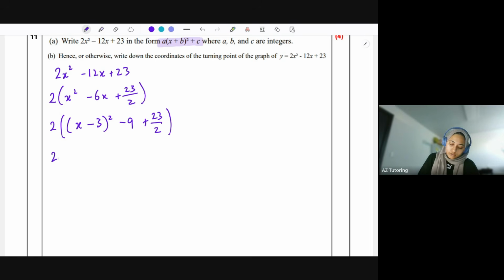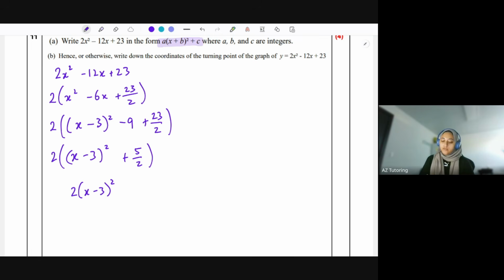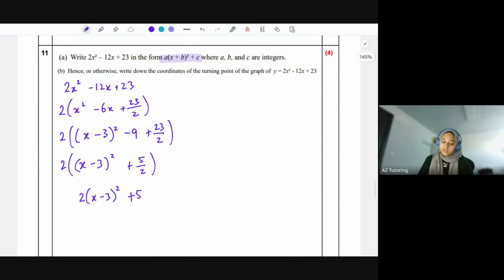So we've got 2 times (x minus 3) all squared minus 9, add 23 over 2. That gives me 5 over 2. And then finally, I just need to expand that 2 out. So 2 times (x minus 3) squared, I'm just going to leave it as 2 times (x minus 3) all squared. 5 over 2 times 2 is just 5. So that's my answer for part A. So that's a bit of a tricky complete the square question.